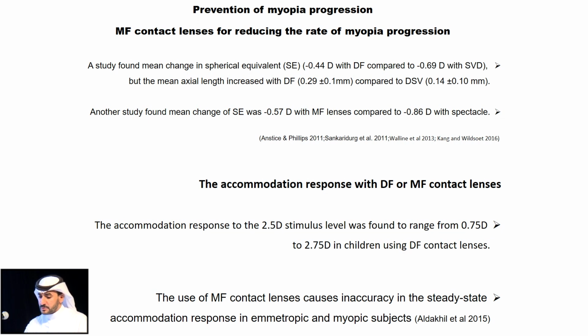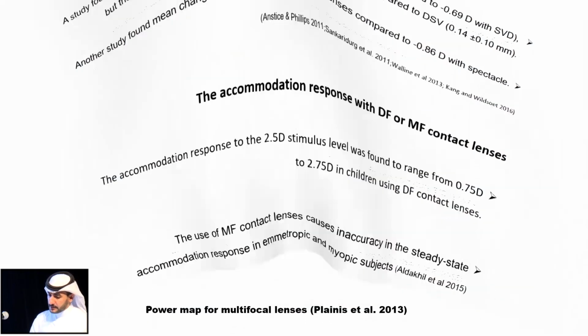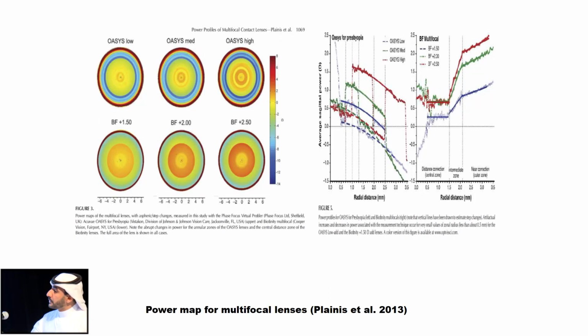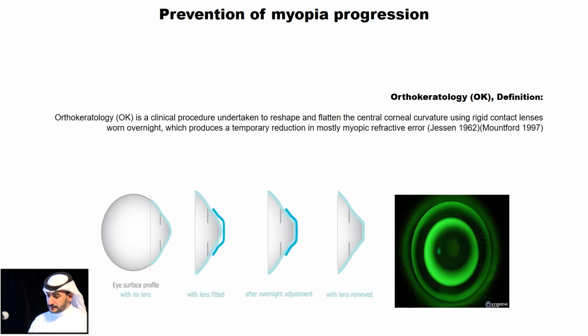The accommodation response varied between 2.7 to 2.75, and this is due to the power profile of the contact lens. As you see in this image, the power profile is like the pupil size will play. Okay, the power profile across the contact lens will change according to the lens design.